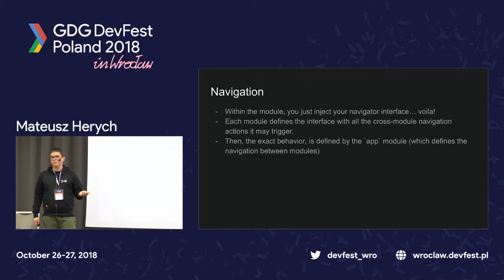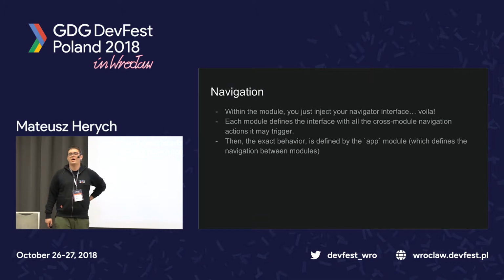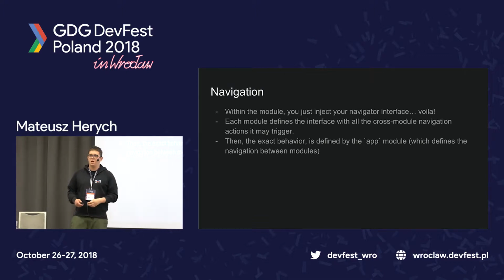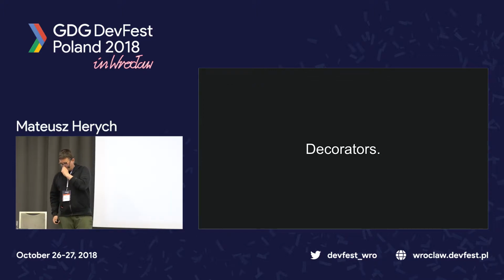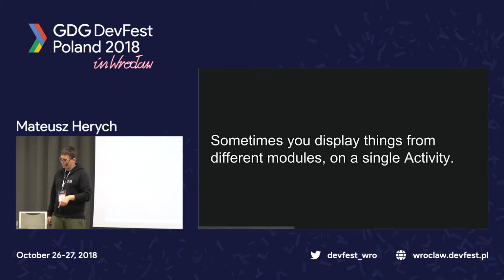So this is basically it. It looks like a little bit of boilerplate, but those cross-module actions aren't that common. We literally have about 10 methods in there that are just starting the intent, and that's it. Decorators. So this is another concept that we did.